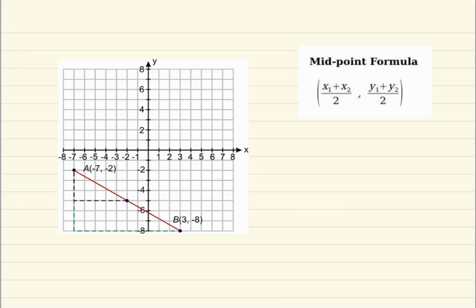So today we're going to learn what the midpoint formula is. What the midpoint formula is, it helps you find the midpoint. More specifically, it helps you find the x and y coordinates of the midpoint of a line segment in a coordinate plane.